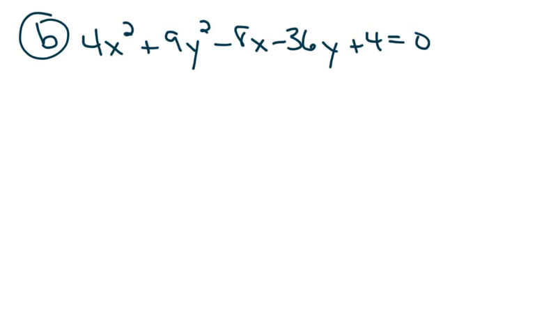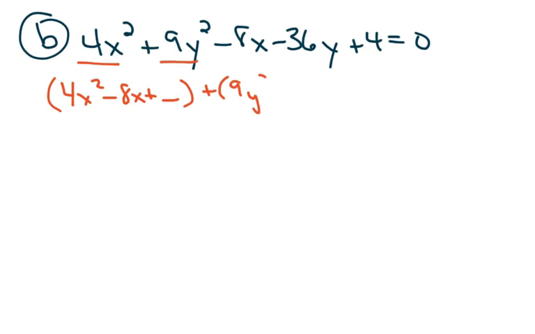Problem B is an ellipse, and the reason I know it's an ellipse is because my square terms have different coefficients. So I'm going to have to complete the square. I'm going to start with 4x squared minus 8x plus blank plus 9y squared minus 36y plus blank is equal to negative 4 plus blank plus blank. But in this case, in order to complete the square, your leading coefficient must be 1.